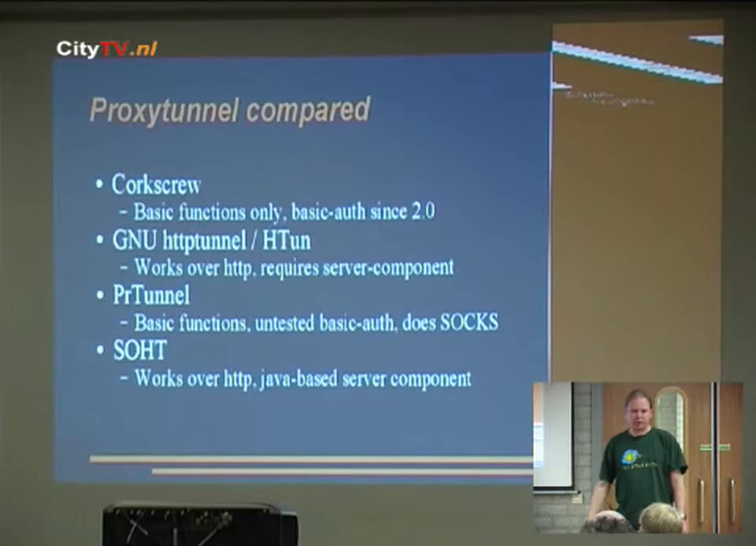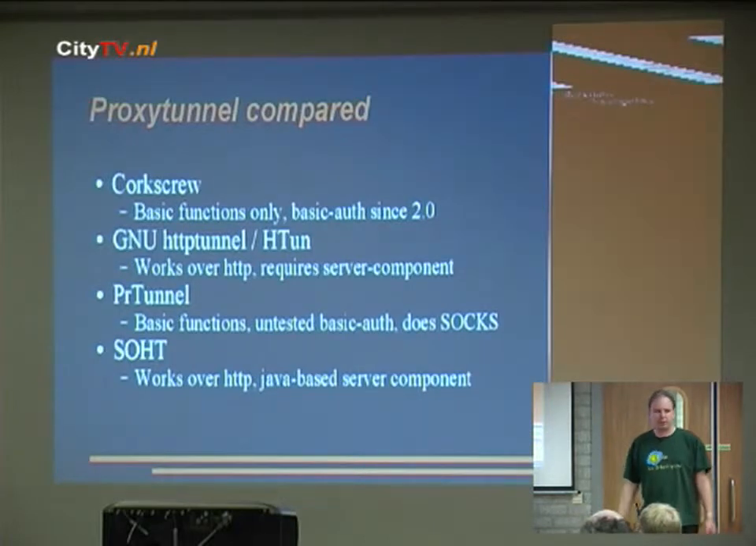Well, of course, there's more tools to do this. After we wrote Proxytunnel, we found out there were some other tools doing something more or less the same. Corkscrew is one that's quite well known. It's in most distributions. But it only had the basic functions. You can make a connect. And only since the latest 2.0 version that came out somewhere this year, it actually does authentication. But it still doesn't do NTLM and some other advanced features.